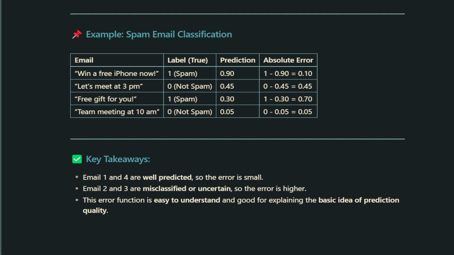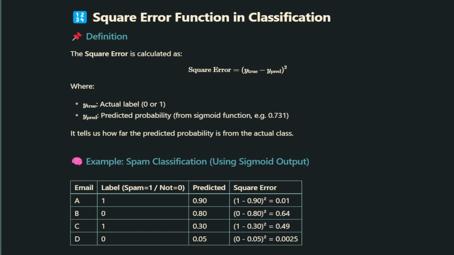Now let's move on to the second error function, squared error. This one is very similar to absolute error but with one small twist. Instead of just taking the difference between the actual label and the prediction, we square that difference. So the formula looks like this. Error is equal to actual label minus predicted probability, the whole square. By squaring the difference, big mistakes become much larger while small mistakes stay very small.